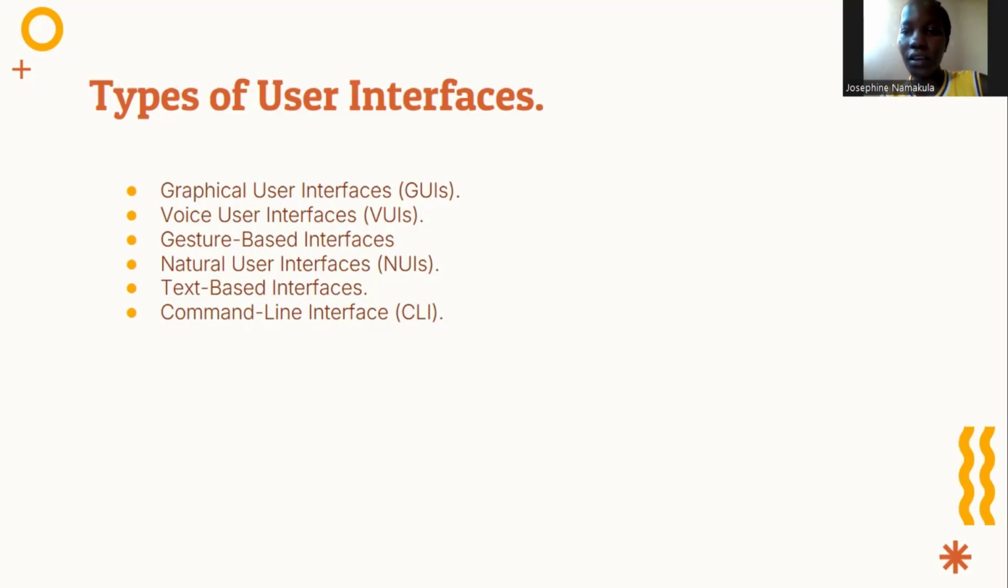So text-based interfaces, this is the interaction through textual input and output. So commands and responses are text-based. Examples are command line interfaces, chatbots. So the interaction consideration here is command clarity, where you design commands and responses to be clear and unambiguous. So the user guide provides helpful prompts and error messages to guide users.